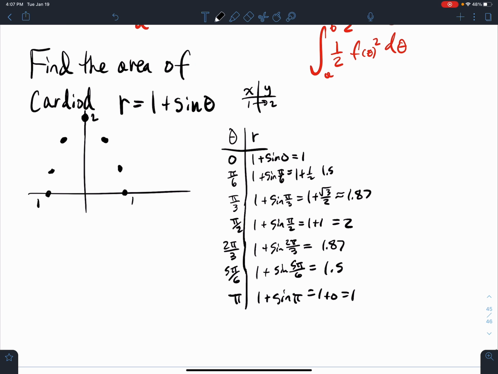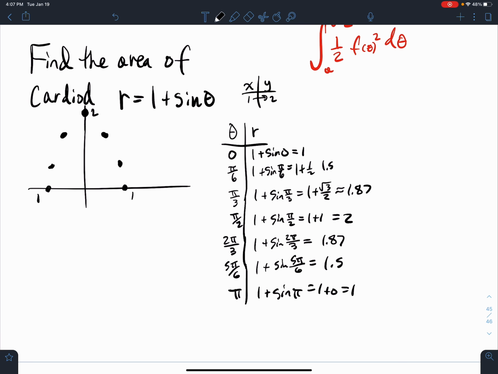And then if I keep going, now all of a sudden my sines are going to be negative. So if my sines are negative, like 7 pi over 6, that's like 1 plus negative a half, that gives me 0.5. So what's happening now? Instead of my curve going out further away from the origin, it's actually going to get pulled back into the origin.